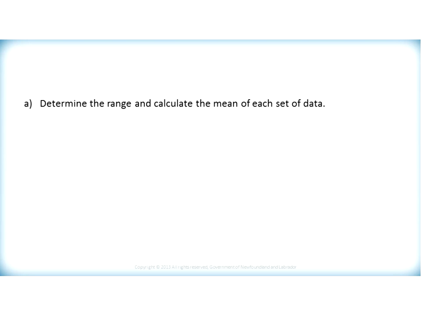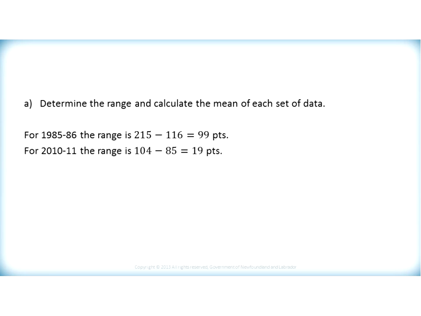So the first thing we're going to want to do is calculate the range for each set of data and also the mean for each set of data. So we're going to start with the ranges. In 1985-86, the highest value was 215 points, and the lowest value on the list was 116. So there was a range of values of 99 points from the highest to the lowest on this list. In 2010-2011, the highest value was 104 points, and the lowest value was 85 on this list. So the range of values for the top 7 scorers in 2010-2011 was only 19 points in difference.